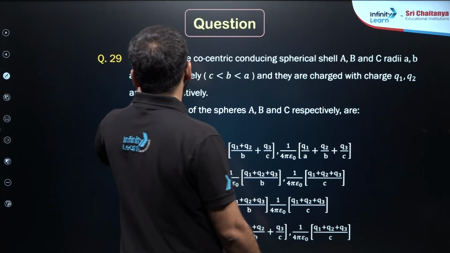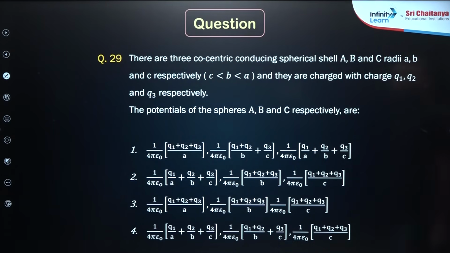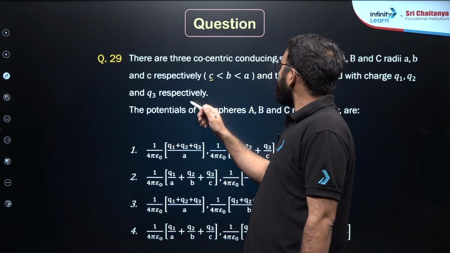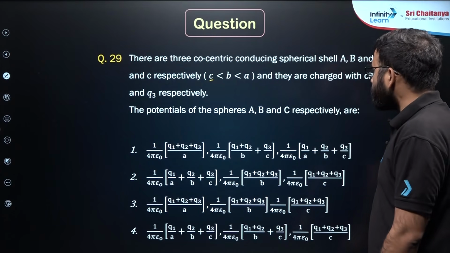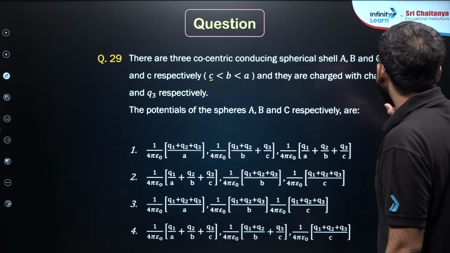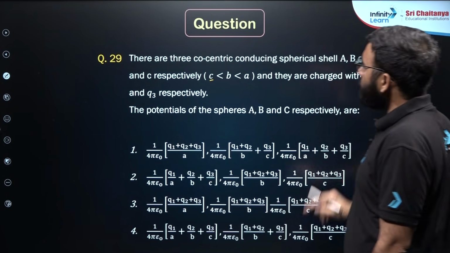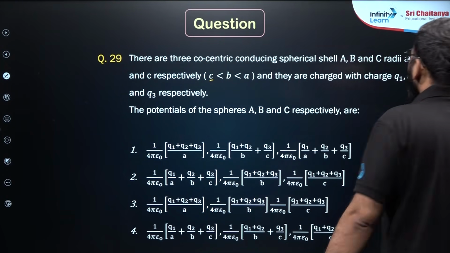Next one. There are three concentric conducting spherical shells A, B and C, with radii A, B and C respectively. C is less than B and A. A is the outer radius. They are charged with charges Q1, Q2, Q3 respectively. So the potentials of the spheres A, B, C respectively are?